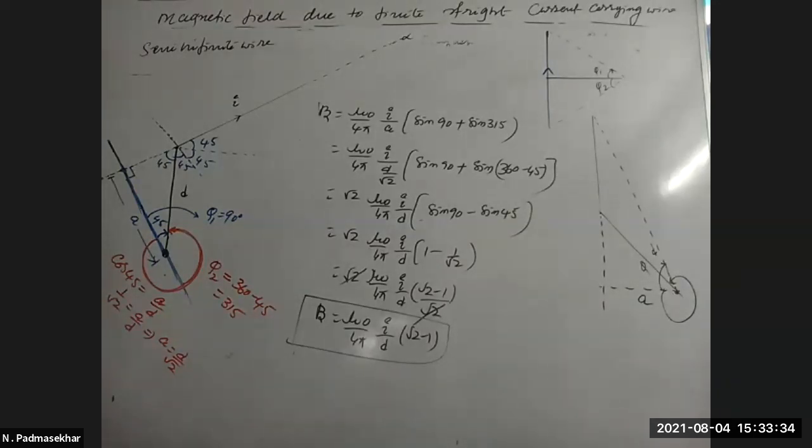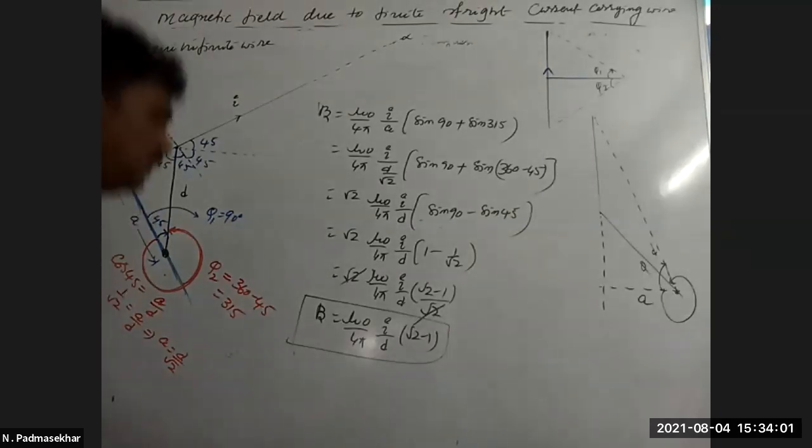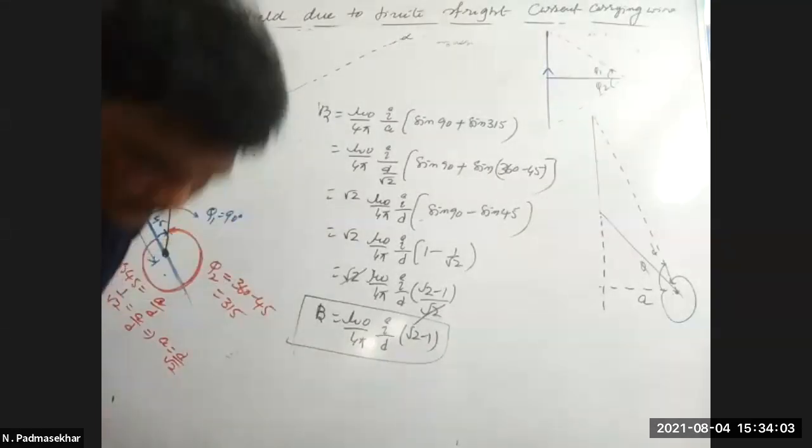Okay now. Now, magnetic field due to a circular current carrying loop. Let us see the magnetic field for a loop.